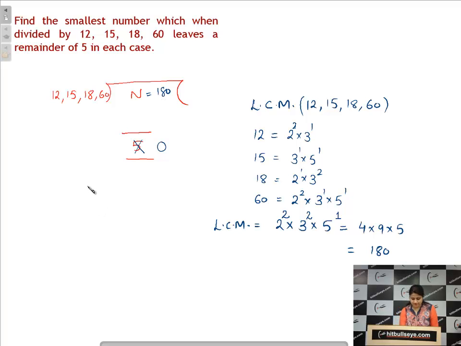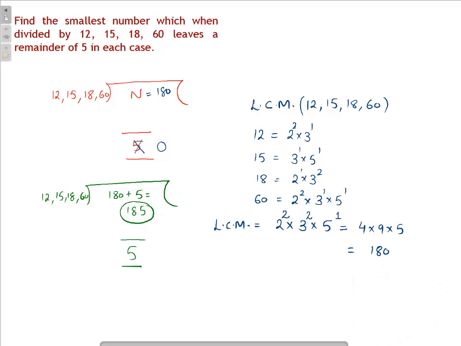But coming back to the original question, it says the remainder should be 5 always. 180 is a number which is exactly divisible by these numbers. So if we add 5 to this number, we will get a number which will leave a remainder of 5 when divided by these numbers. So I'm adding 5 to 180, that is 185. So this is the answer in this case, 185.